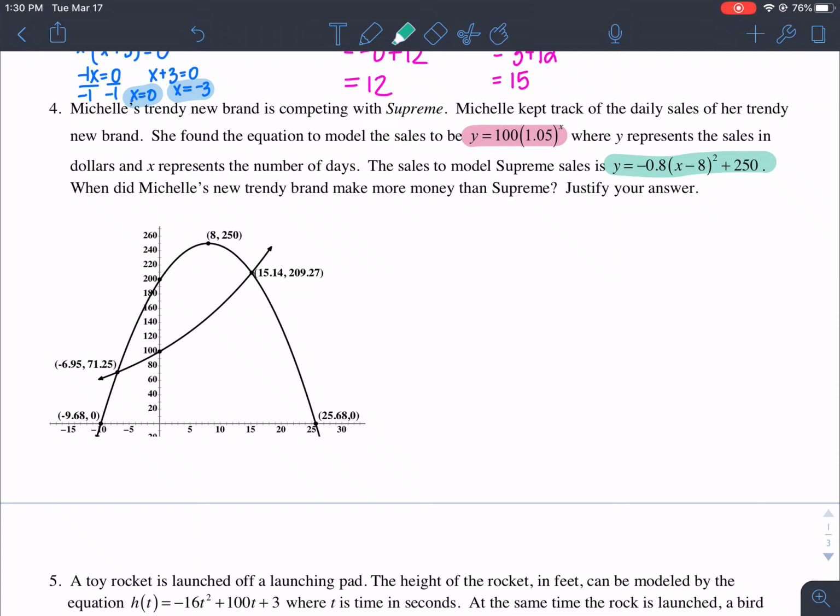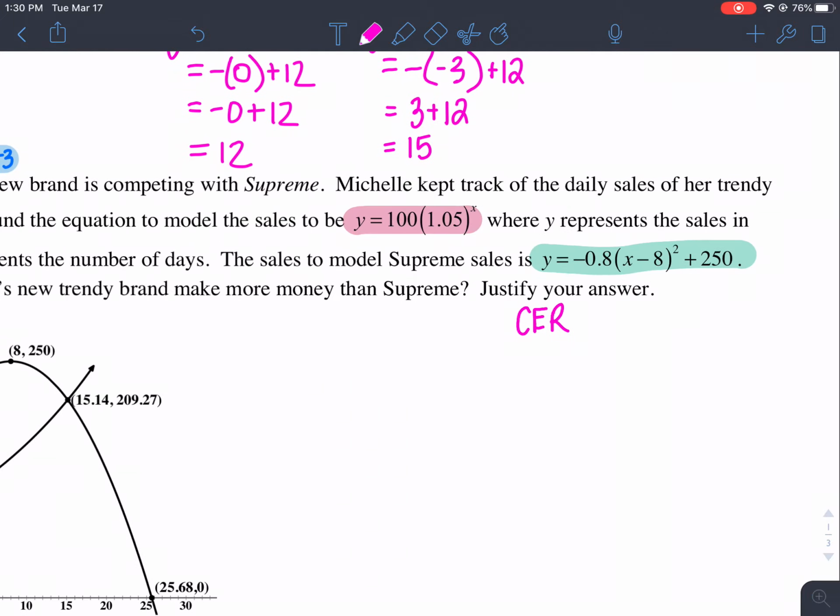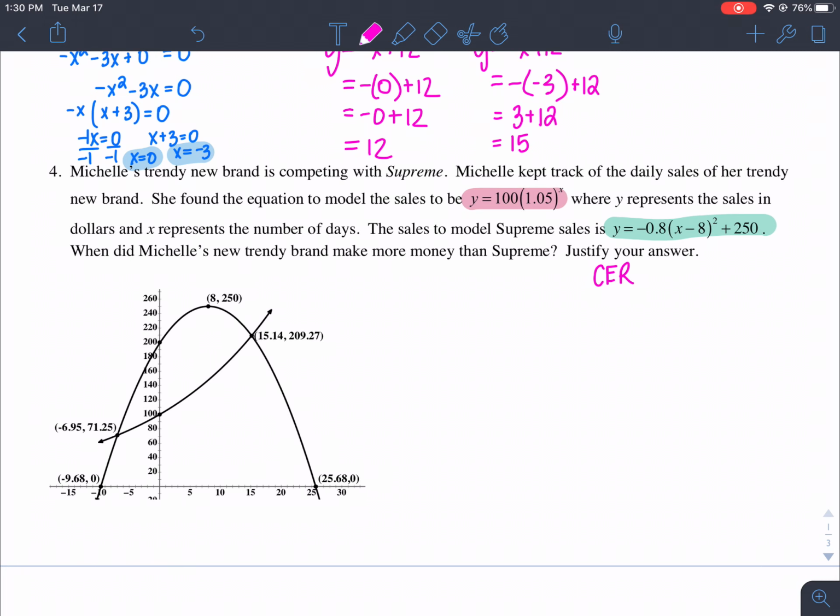And justify your answer. So whenever we hear to justify our answer when we're given a question like this, that's going back to your claim, evidence, reasoning. So we have to figure out which one's which. If I look, we have not dealt with any of the functions that model Michelle's, the 100 times 1.05 to the x, but we have dealt with Supreme's, because if I look at this equation, that is a quadratic in vertex form.